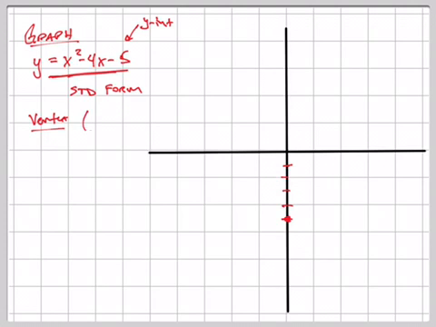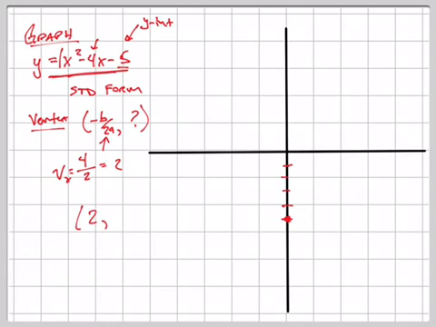So the vertex is going to be -b over 2a, comma, and then you have to plug that in. Okay. So here's b, here's a is 1, and c is -5. So -b is +4 over 2a, 2 times 1, which is 2, so that's just 2. So the x-coordinate of the vertex, v sub x, is 2.